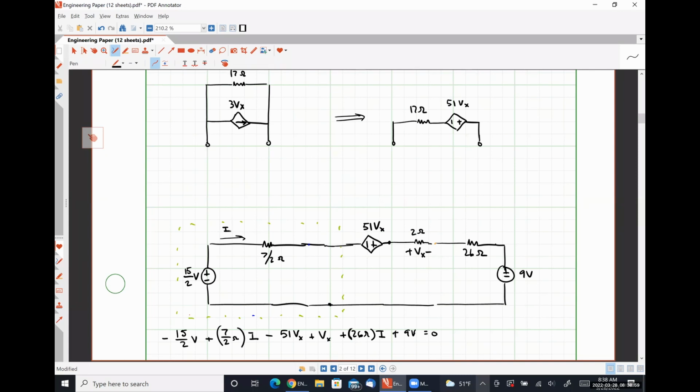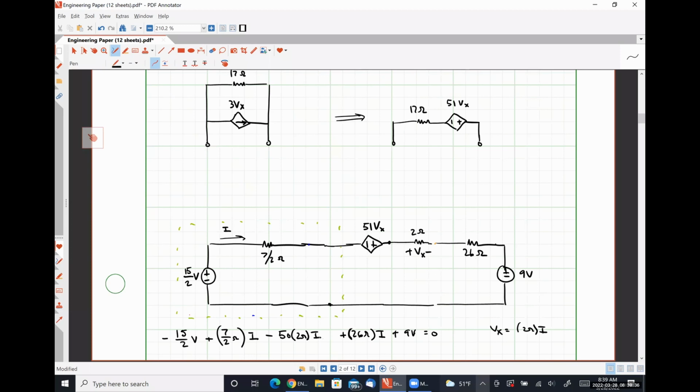Ohm's law tells us that Vx is simply 2 ohms times I. So negative 51 Vx plus Vx looks like minus 50 Vx. Minus 50 Vx is going to be minus 50 times 2 ohms times I. I now have it in terms of a single variable.